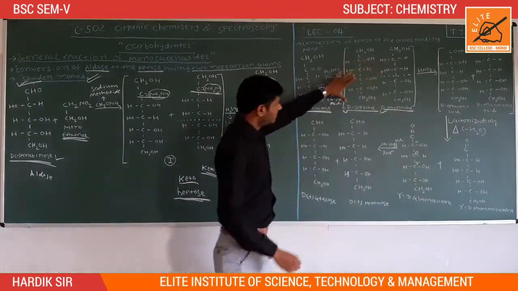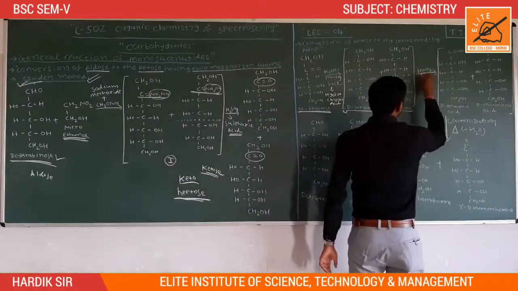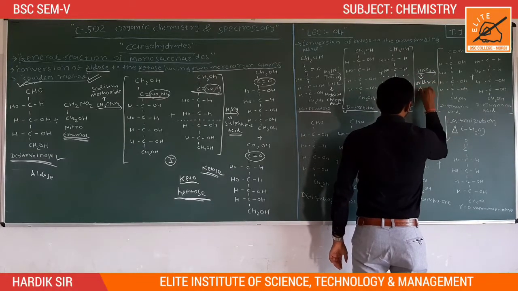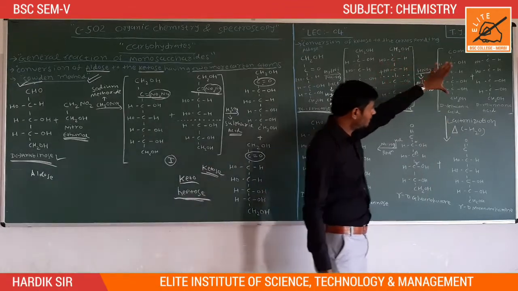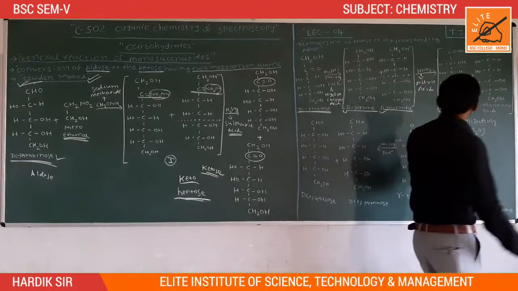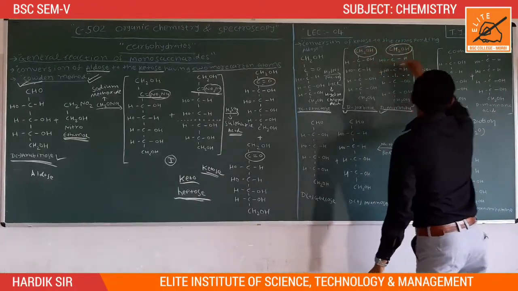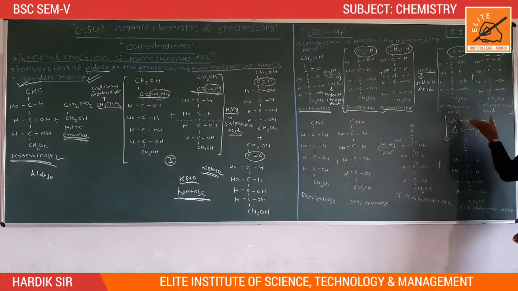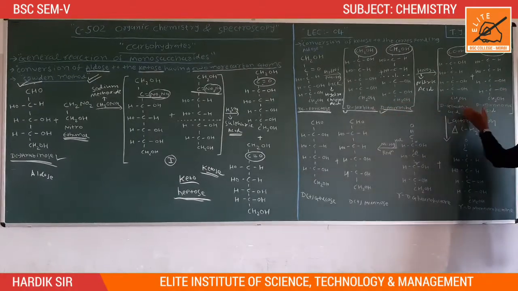Now the mixture of D-sorbitol and D-mannitol is reacted with HNO3, the nitric acid, and produces D-gluconic acid and D-mannonic acid. The hydroxyl group, the alcoholic group, is converted into the carboxylic group. So D-sorbitol and D-mannitol are converted into D-gluconic acid and D-mannonic acid.